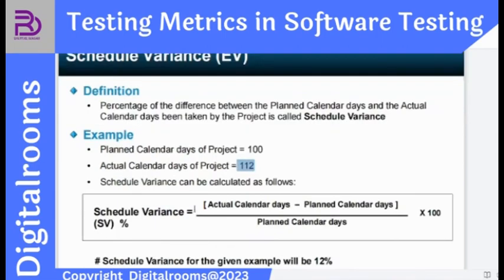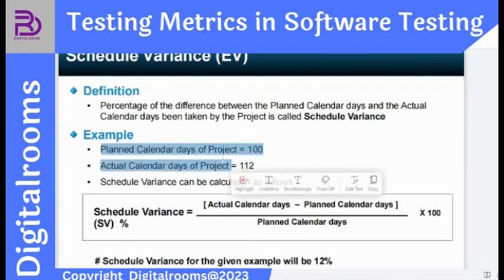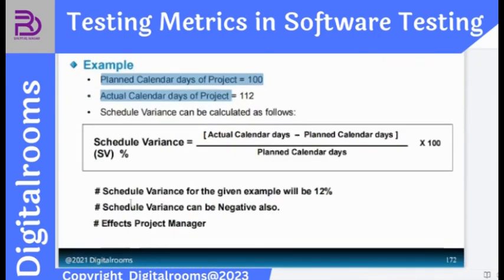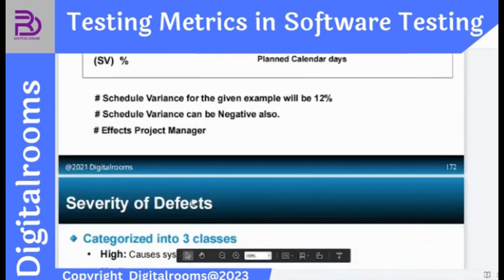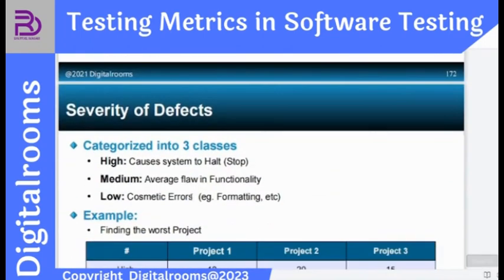So schedule variance will be actual calendar days, same formula, actual calendar days minus the planned calendar days divided by the planned calendar days. So it will be 12%. Schedule variance can be negative as well, and the project manager is the responsible person. Severity of defects can be high, medium, or low.